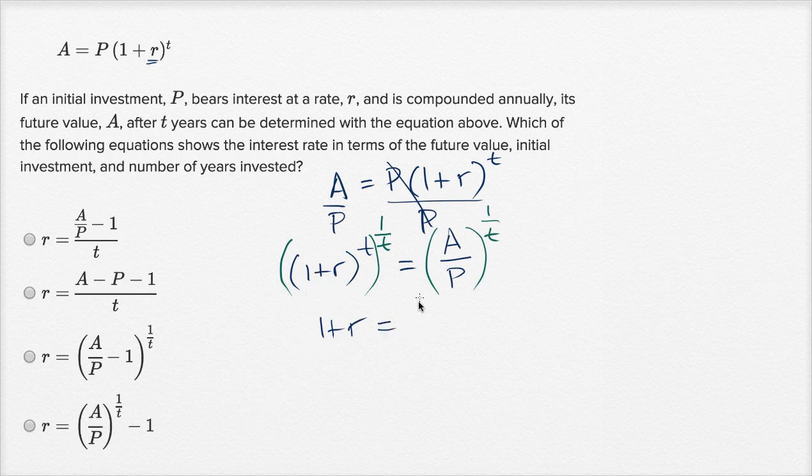And on the right-hand side, we're going to have our future value divided by our initial investment to the 1 over t power. And now pretty straightforward. You want to solve for r, subtract 1 from both sides. We get r is equal to our future value divided by our initial investment to the 1 over t power, minus 1. And that is this choice right over there.